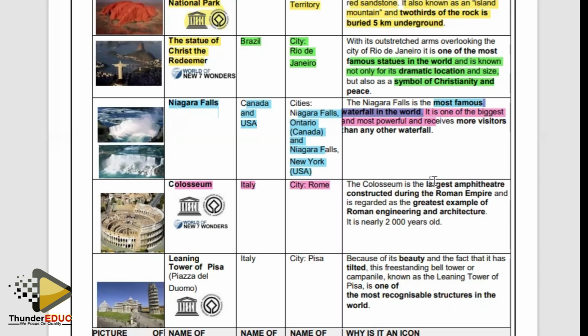Then the Colosseum is the largest amphitheater constructed during the era of the Roman Empire. It is regarded as the greatest example of Roman engineering and architecture. It is also nearly 2,000 years old, which makes it of so much cultural and historical significance.